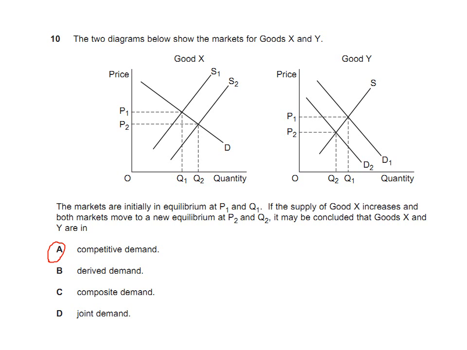The markets are initially in equilibrium P1, Q1. Supply of good X increases and both markets move to a new equilibrium P2, Q2. So basically we see an increase in supply and a fall in price for good X, which leads to a fall in demand for good Y. And that suggests the substitute relationship. So quite clearly in this case, competitive demand is another term for substitute demand, which makes it answer A.